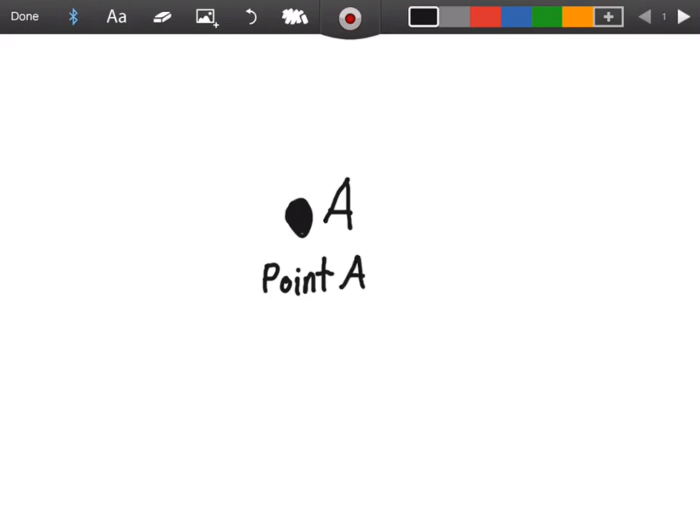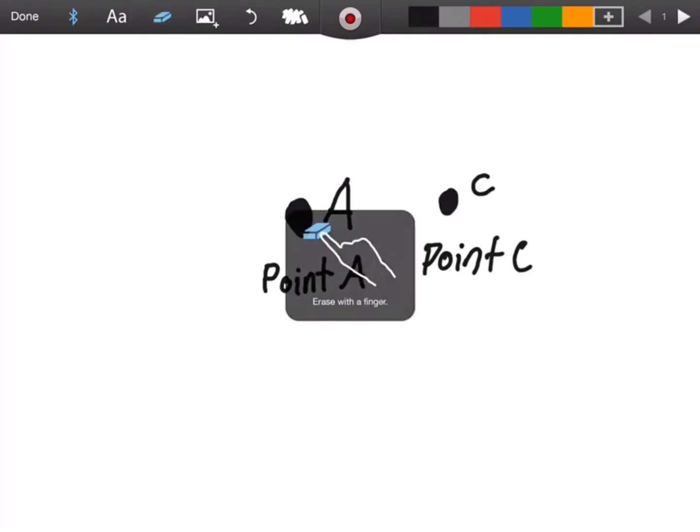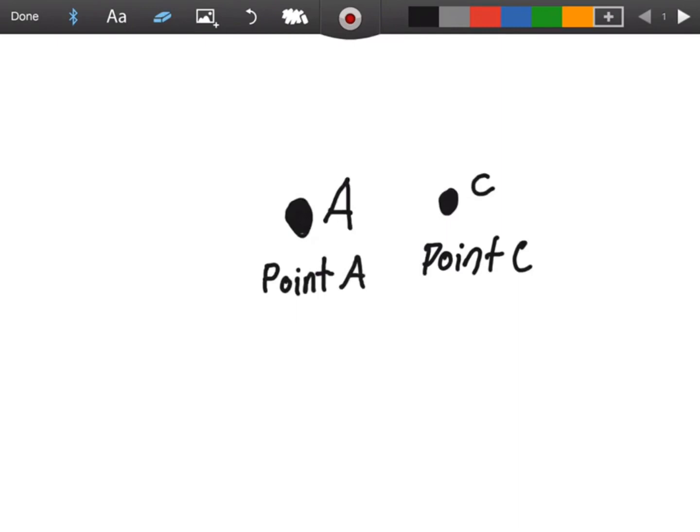And it doesn't just have to be A. You don't have to go in order. You can do any letter you want. So this would be point C. Let's write point C. Anyway, so that's it for a point. Let's erase the board.